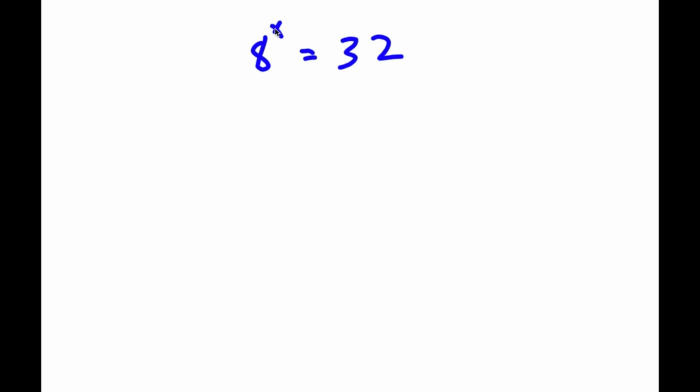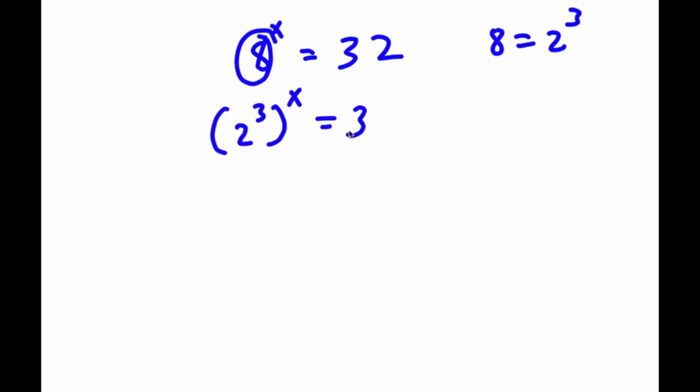All right, so I'm assuming you guys tried to solve this problem. So what I'm first going to do is rewrite 8 here as 2 to the power of 3, because 8 equals 2 to the power of 3. So now I have 2 to the power of 3 to the power of x is equal to 32.